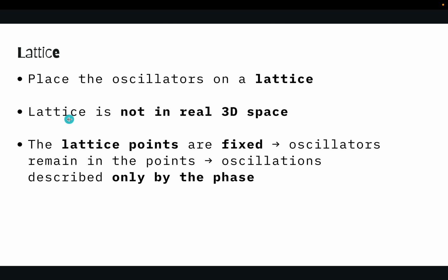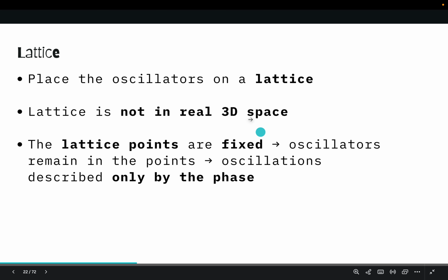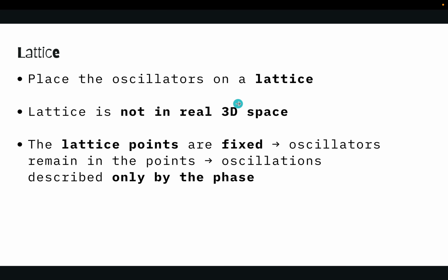Here we are not really placing the oscillators. Sorry, what I mean to say is that here the lattice is not in a real 3D or 2D space, whatever, it's not a real space. So it's not like you have a real grid-like structure and on each point you have an oscillator. Because when the oscillators are oscillating, it's not like they are oscillating about the lattice point. The oscillators do not move, because the lattice points are fixed and they're only defined by the phase. Oscillations are described only by the phase, but the lattice points are fixed and oscillators remain in the points.